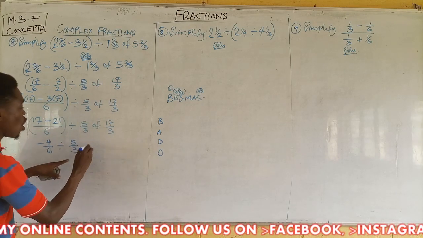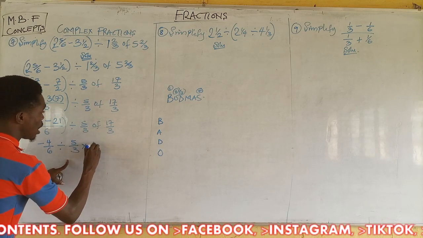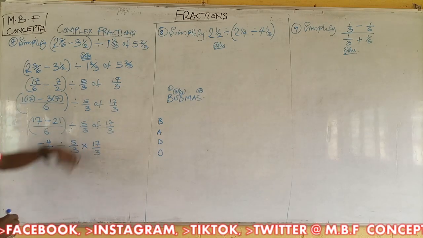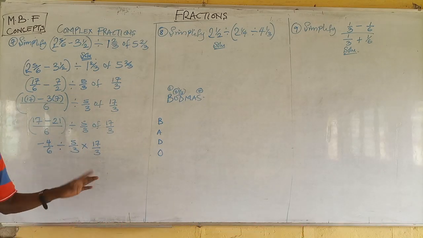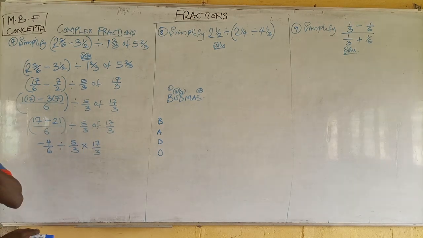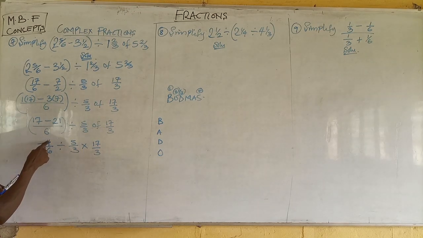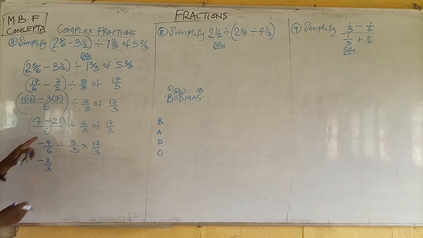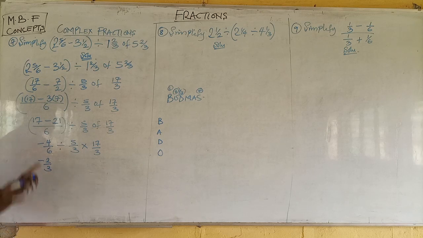What of this of? You just turn it to multiplication, so I have 17/3. To remove of, just put multiplication. Please, here you do not invert the fraction. You only invert fractions when you have a division. Now the next thing we do is that we can reduce: 2 and 6 have something in common. So I can have this as minus 2/3. Yes, 2 into 4 is 2, 2 into 6 is 3.